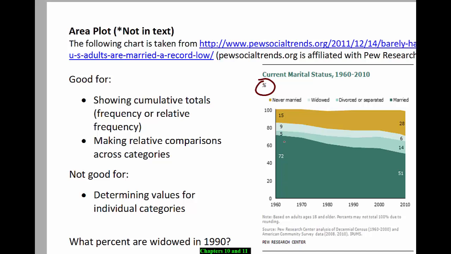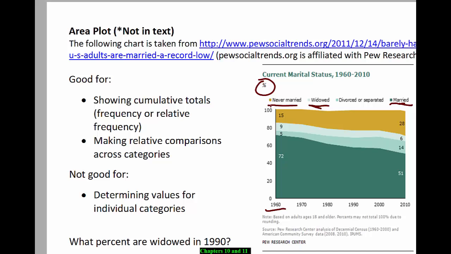So this bottom dark green, the key says is for married. All right. And that is in 1960, 72% were married. The darker green is divorced or separated. So in 1960, 5% were divorced or separated. It's not 75%. It's just 5%, just a little piece of the area there that belongs to the divorced or separated category. 9% were widowed, that's the lighter green, and 15% were in the never married category.